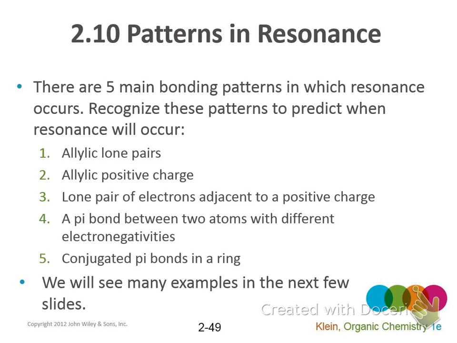Okay. So there are 5 bonding patterns in which resonance occurs. Recognize these patterns to predict when resonance will occur. What we're going to go through is what each one of these 5 different bonding patterns is and show how you push the electrons on each one, and then we'll piece it together to do larger resonance structures, okay?